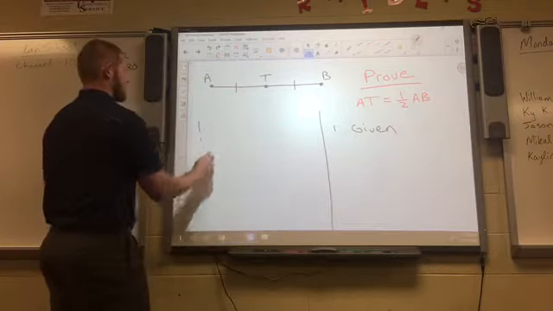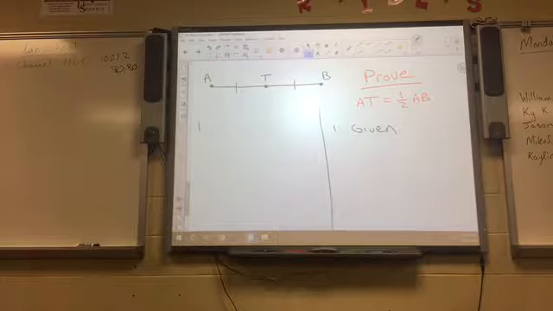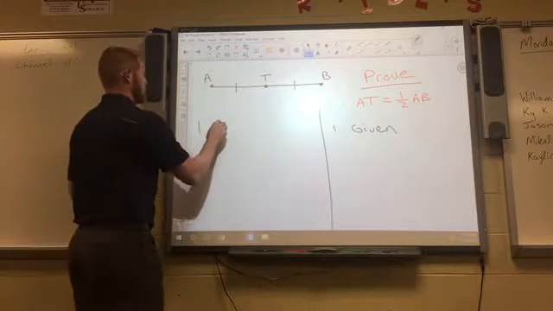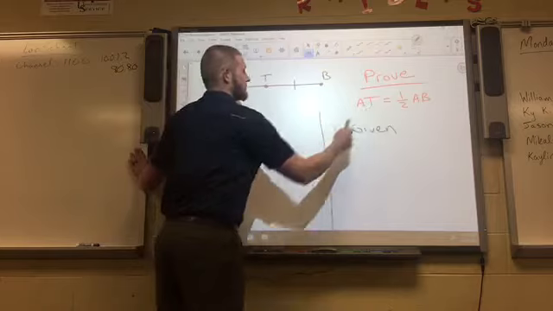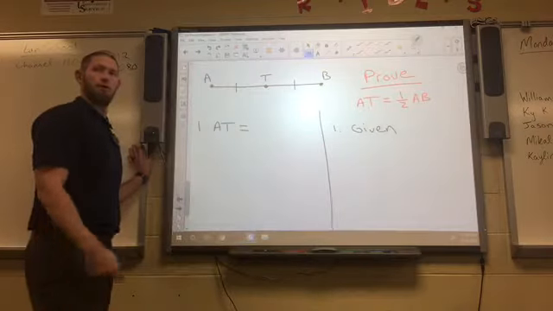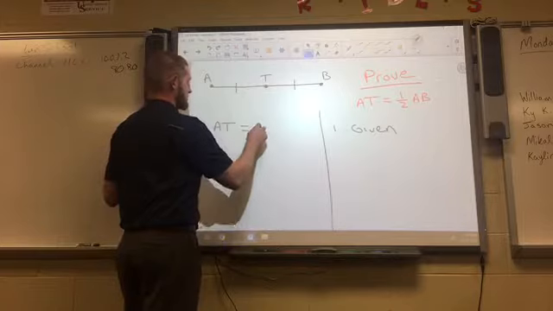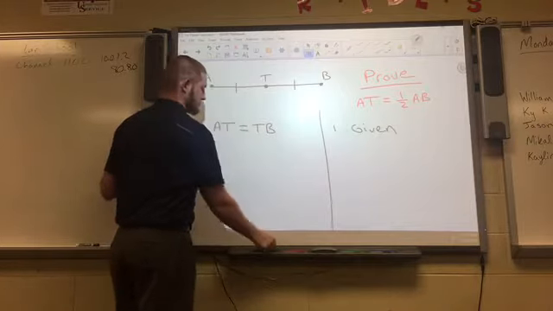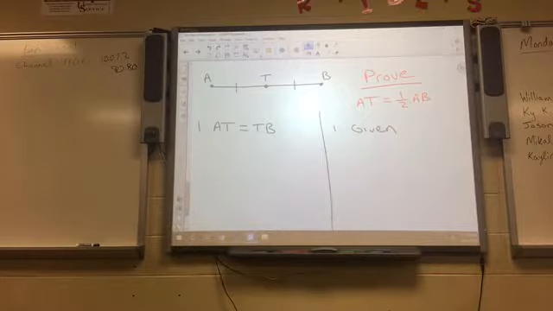What will be my very first step, or my given information based on this diagram? AT is congruent, or I'm going to use equal because we haven't talked a whole lot about congruent in proofs yet, but they use equal, so I'm going to use equal. AT equals TB. Okay, everybody agree that that's given to us in our diagram?